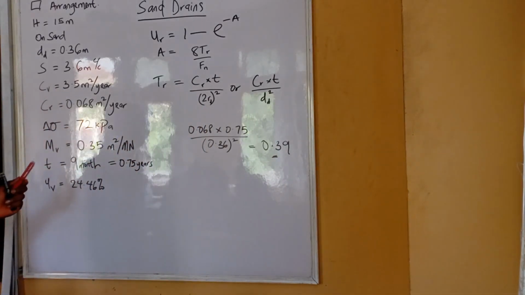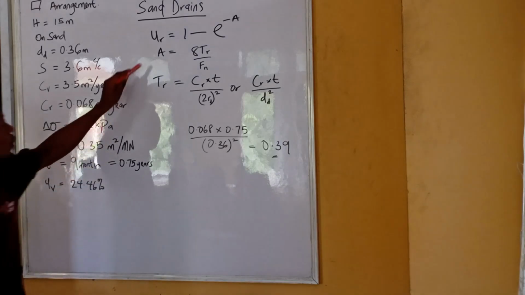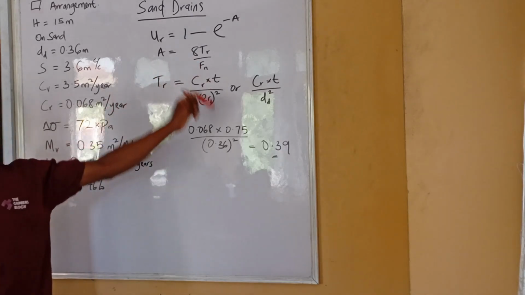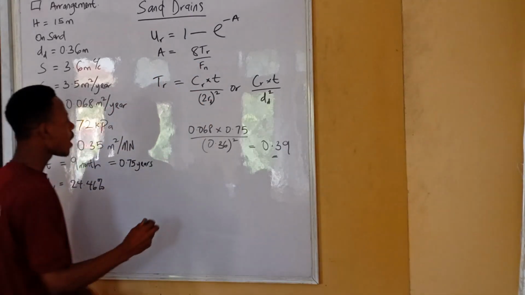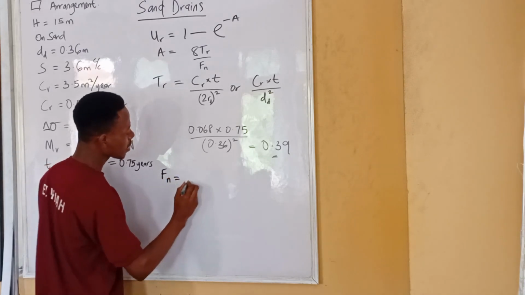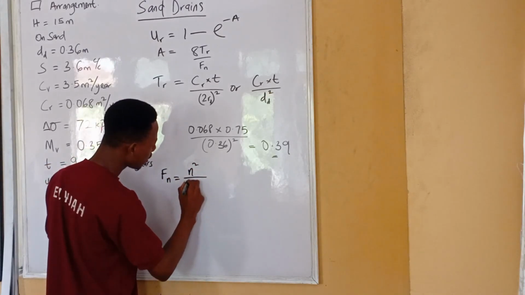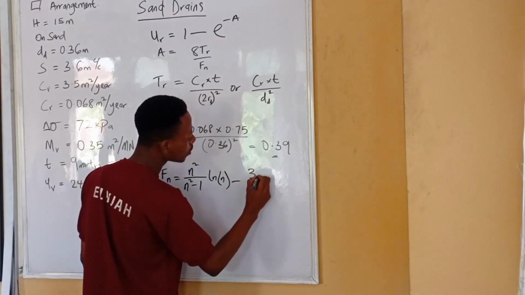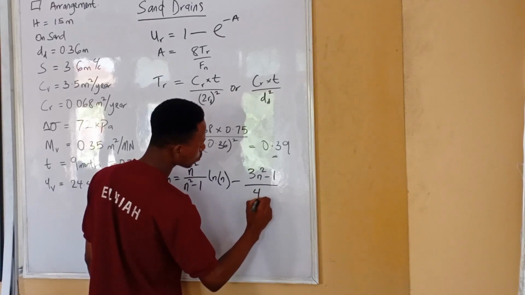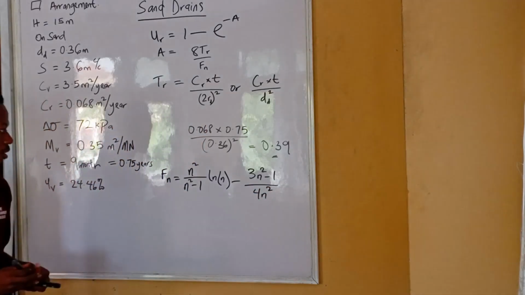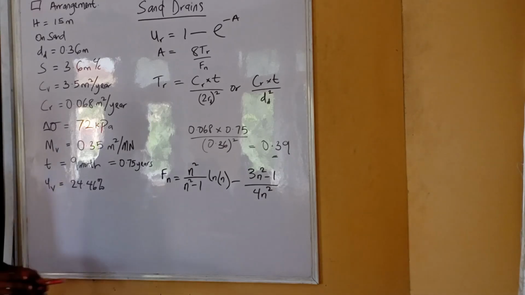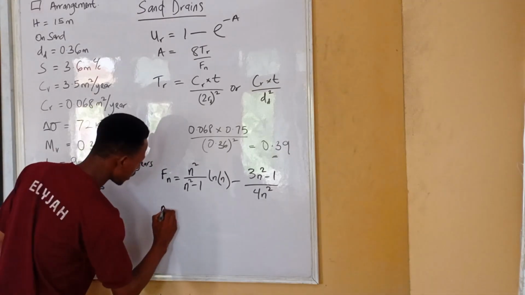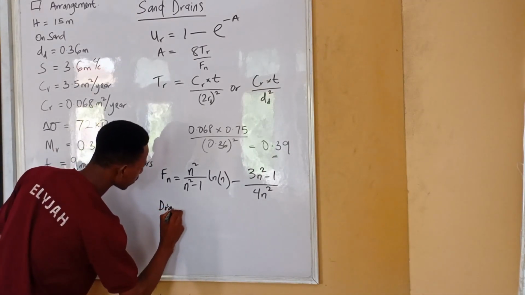So now that we've gotten this as our TR, to get our A, we need to calculate our Fn. Our Fn is defined as n squared divided by n squared minus 1, times n minus 3n squared minus 1 all over 4n squared. And our n is also called the drainage factor n.